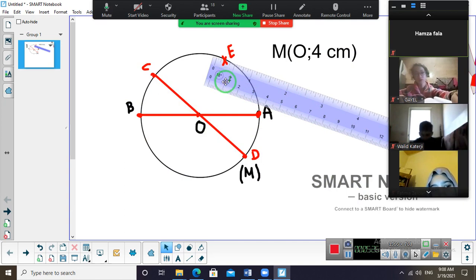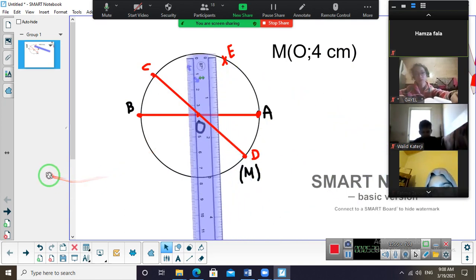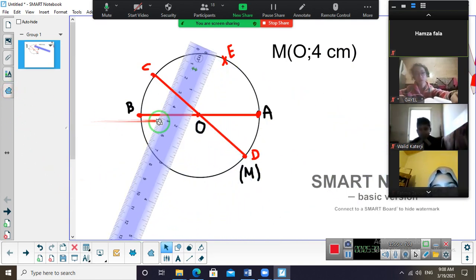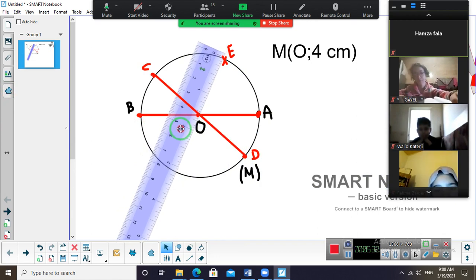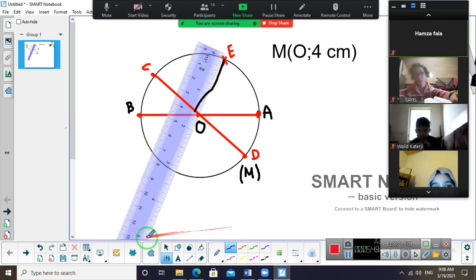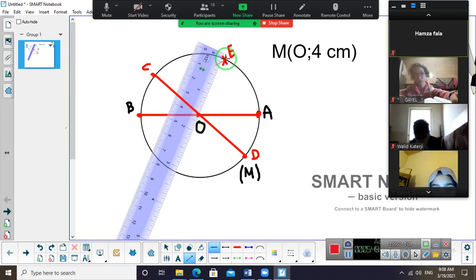So now the definition of a diameter is a segment whose extremities are 2 points on the circle and passing through the center. If the segment doesn't pass through the center, it cannot be a diameter. It should pass through what? Through O. Let's make diameter EF.